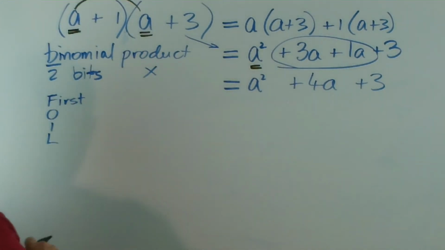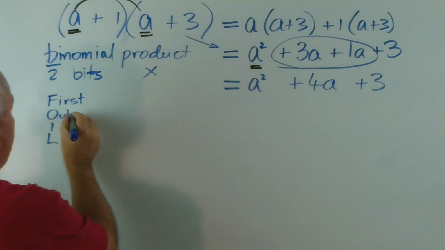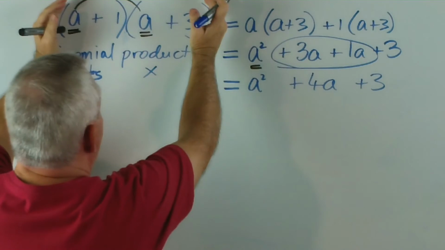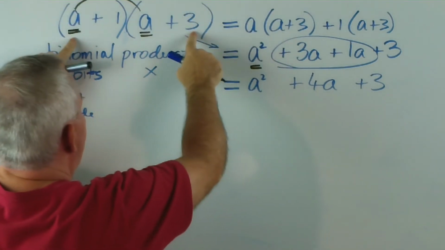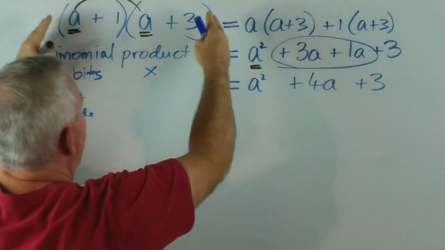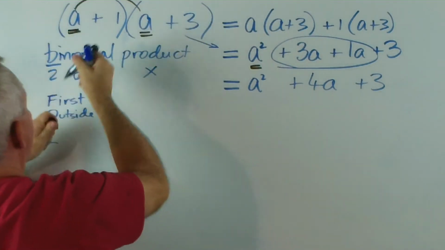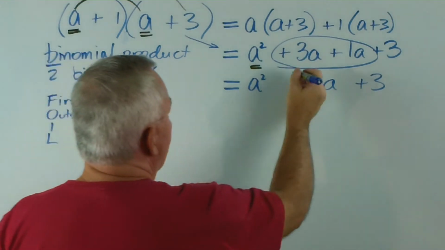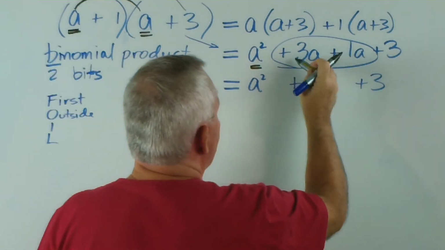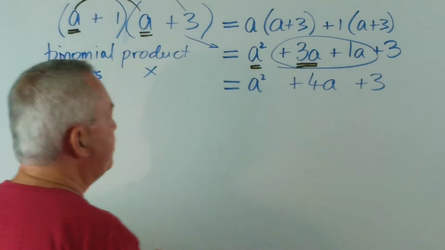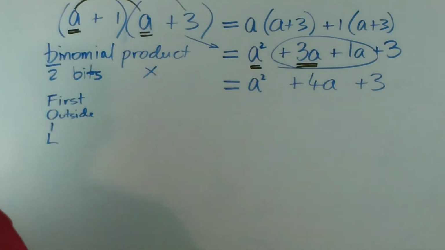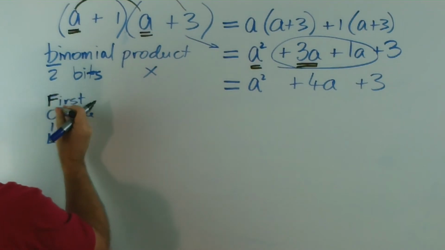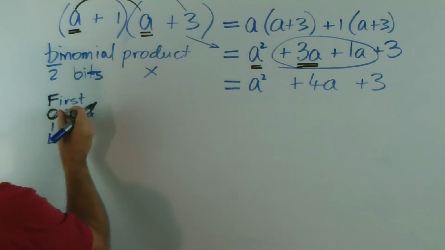The next one says outside. If you think of this as a complete parcel of things, the a here and the 3 here are on the outside of the expression. So we go a times 3. And that gives us the 3a here. Should stick with the black ink, shouldn't I? Probably should change these to black. There we go.